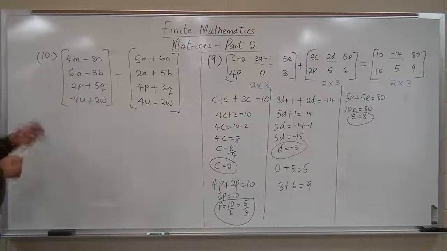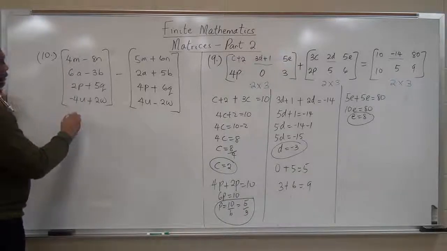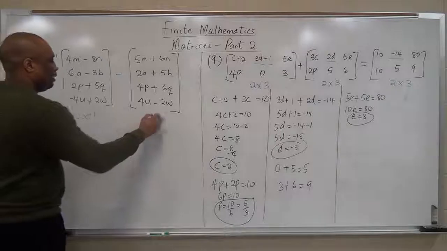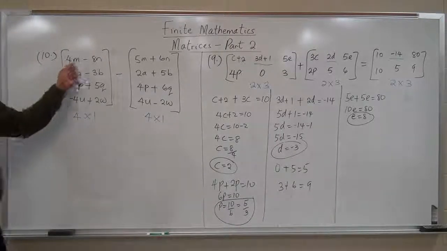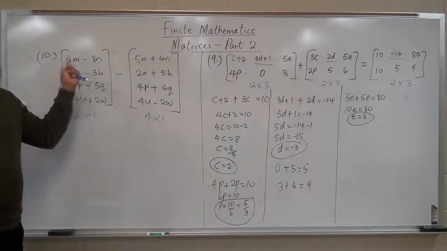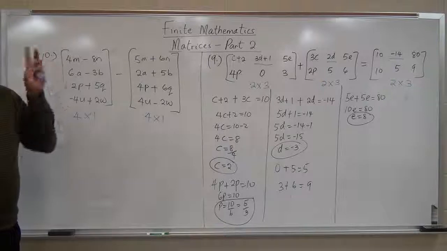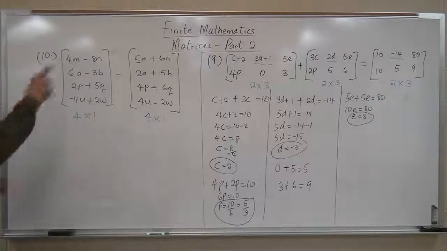What's the order here? 1, 2, 3, 4 by 1. And this is 4 by 1. So they have the same order. So we got, now, this is an entity. This is an entity. 4m minus 8n, we can't call it like it's 2 elements. It's 1 element.